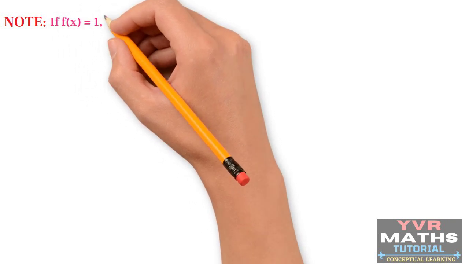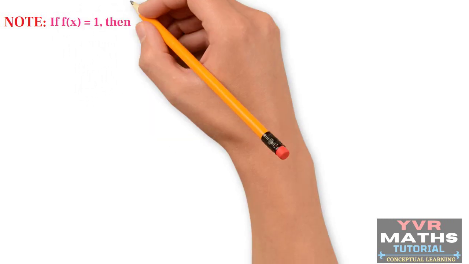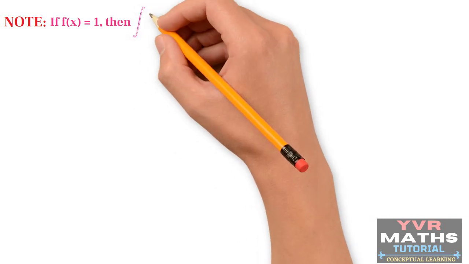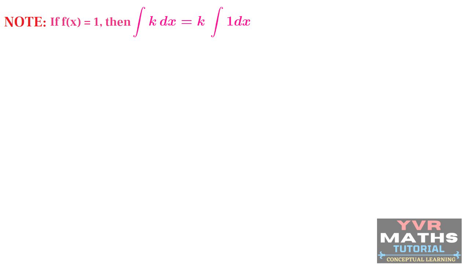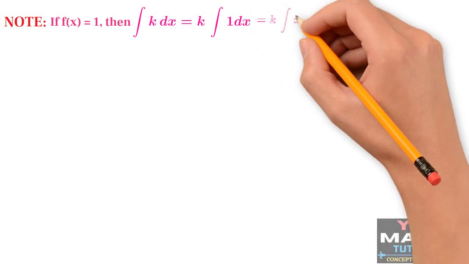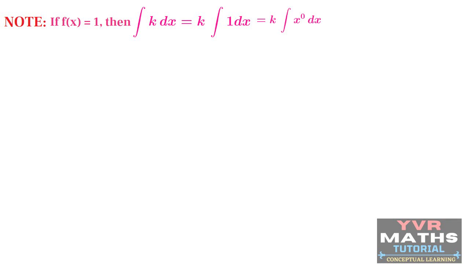By using the second property, I will give you one small note point. In the second property, if we substitute f of x is equal to 1, then what is the new function? Then the new function is integral k dx, where k is the constant. If you write the constant outside of the integral by using property 2, then what will we get? k into integral 1 with respect to x. That is equal to k into, this 1 can be written as x power 0, integral x power 0 with respect to x.